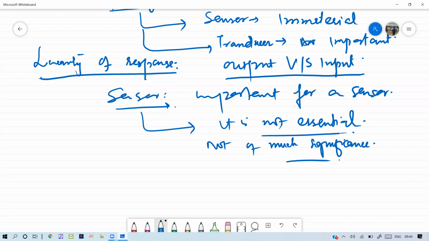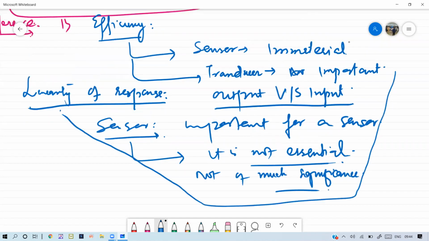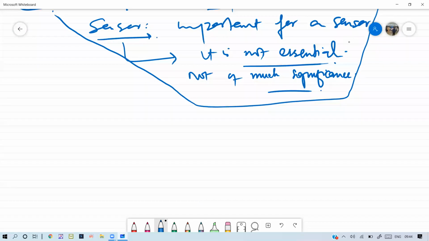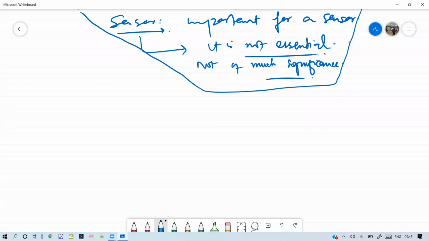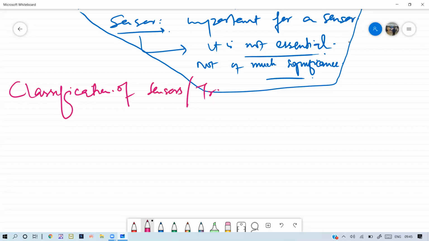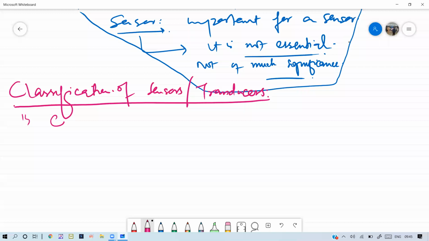So these are generally the simple differences and similarities. These are some basic points, but what is actually important is that the basic principle is the same for both sensors and transducers. Then we have different classifications. Sensors or transducers are classified differently depending upon various factors. There are different modes of classification. Number one is that we can classify them depending upon the conversion principle, or the principle which is used.